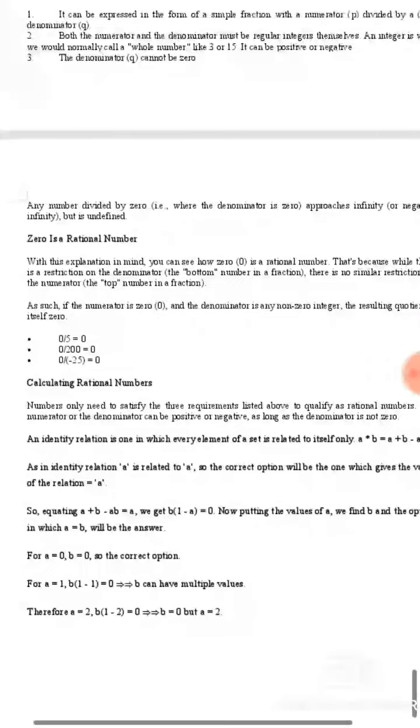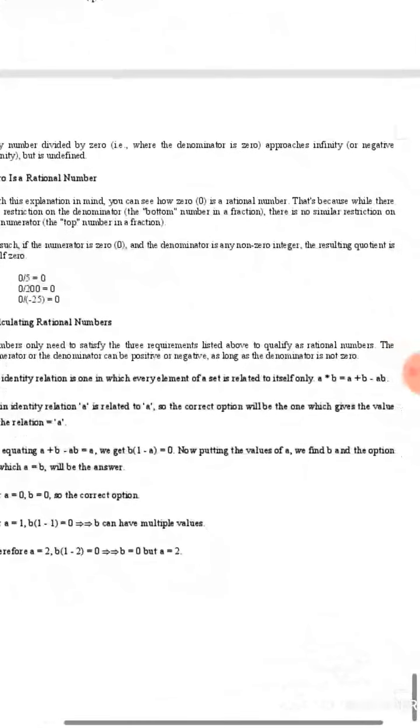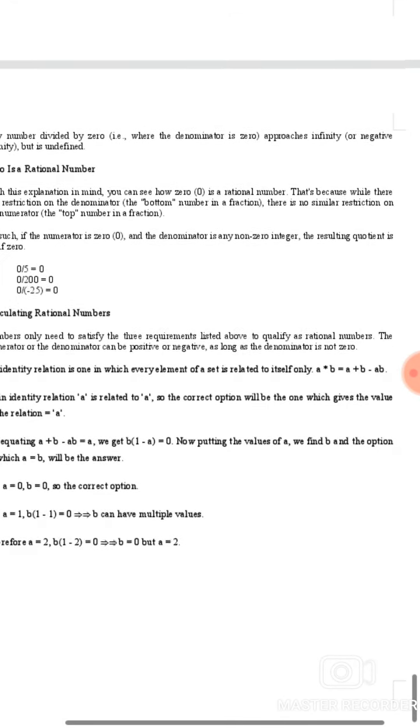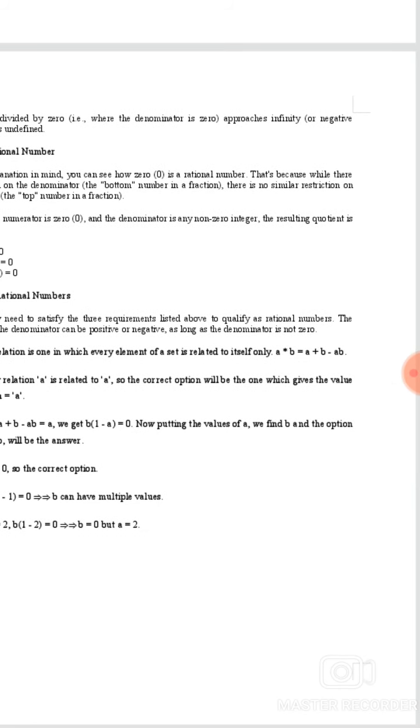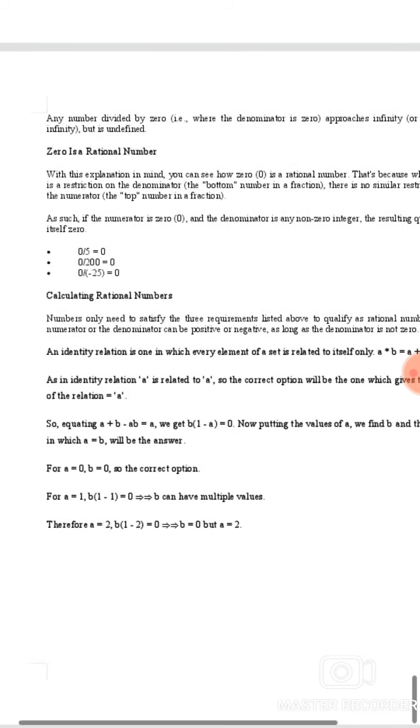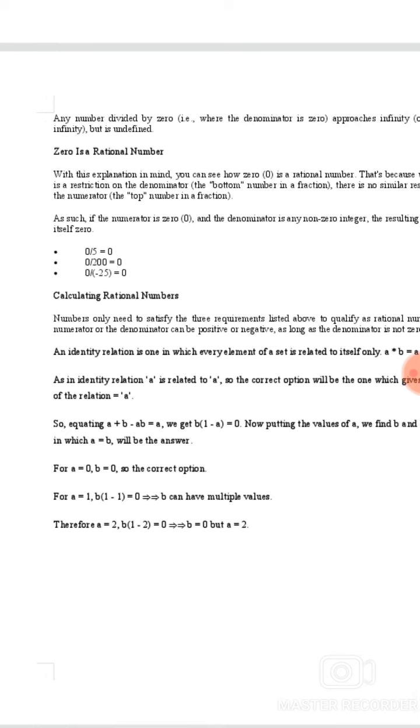So, calculating with relations: an identity relation is one in which every element of a set is related to itself only. So equating a plus b minus ab equal to a, we get b times 1 minus a equal to 0. Now putting the value of a, we find b, and the option in which a equals b will be the answer. For a equal to 0, b equal to 0, so the correct option. For a equal to 1, b times 1 minus 1 equal to 0 can have multiple values. Therefore, a equal to 2, b times 1 minus 2 equal to 0 implies b equal to 0, but a equal to 2.